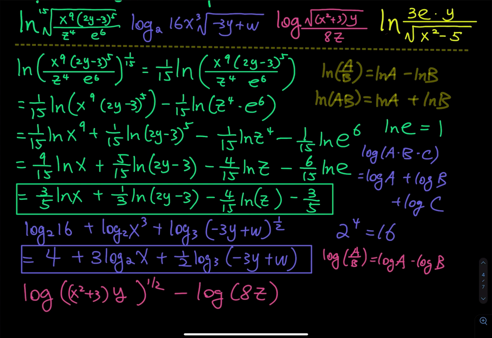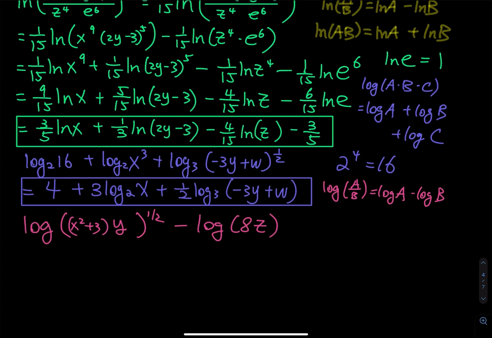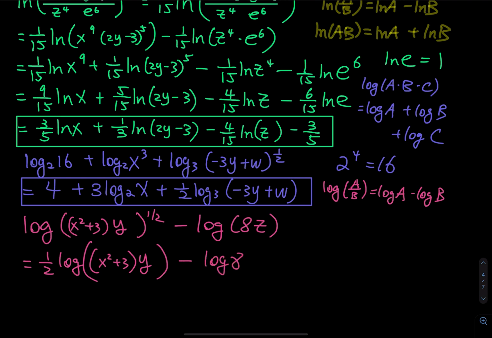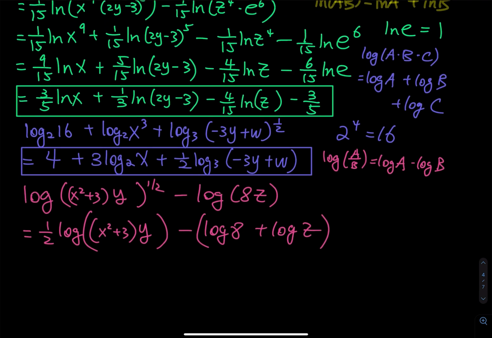And then bring the 1/2 power down. So we have log of x squared plus 3, and then times y. Of course, this is in one term. And then the A times Z, you can do this: log of A and then plus log of Z. And then you can just use a parenthesis and then distribute the minus in the next step.